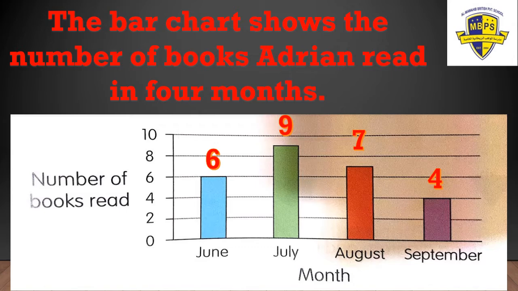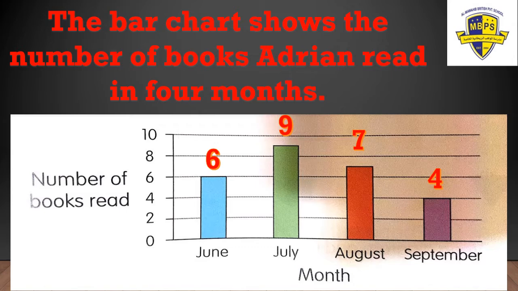Now, if you look at the standing line, it says number of books read. The number of books that Adrian read. It starts from 0 to 10, and you see it's 0, 2, 4, 6, 8, 10.